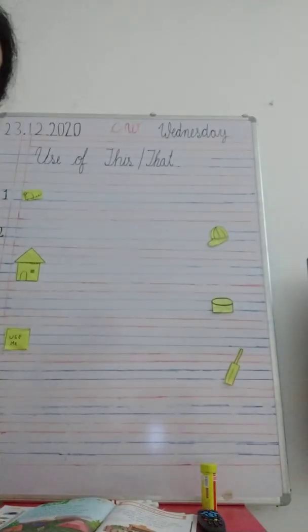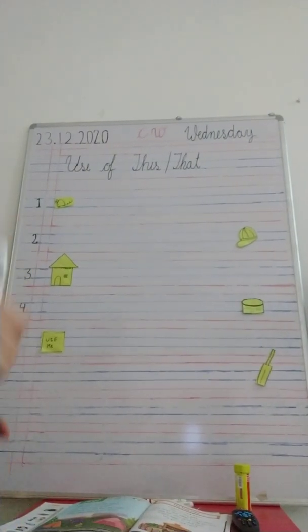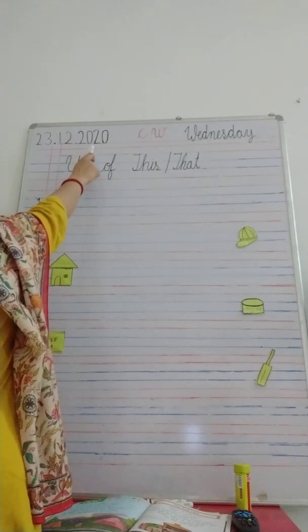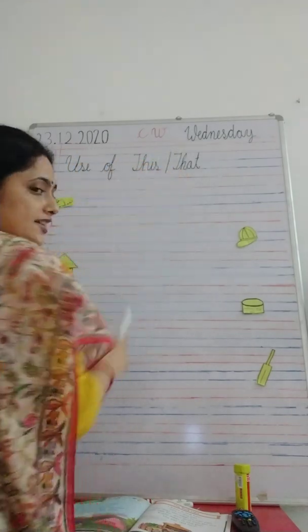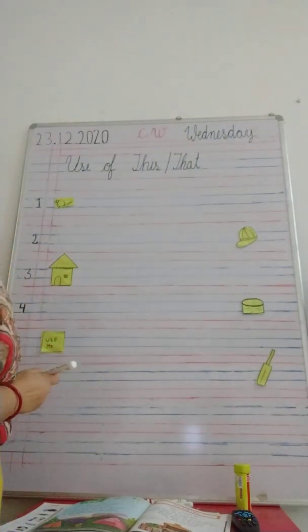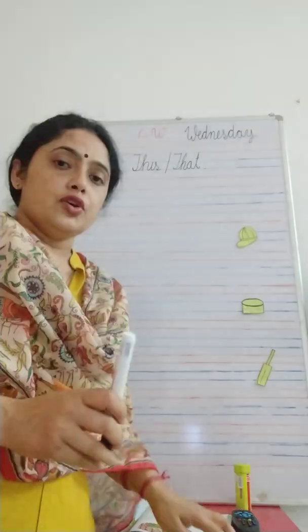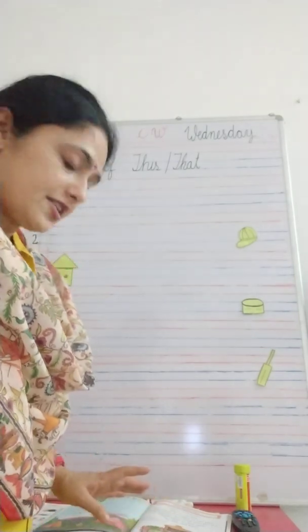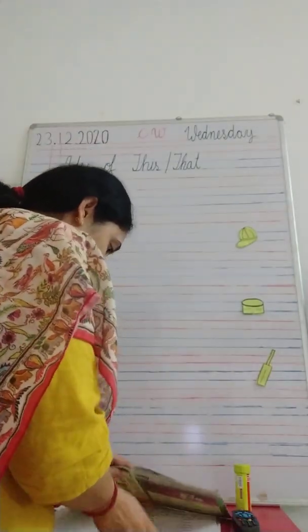Super? Yes, very good. Okay, so we are doing English and let's begin the day with the date first. Okay, so what is today's date? Today is 23rd December 2020 and day is Wednesday. Okay, and babies, today we are doing a new topic, this and that. But before doing that, let's revise double E and double O sounds.